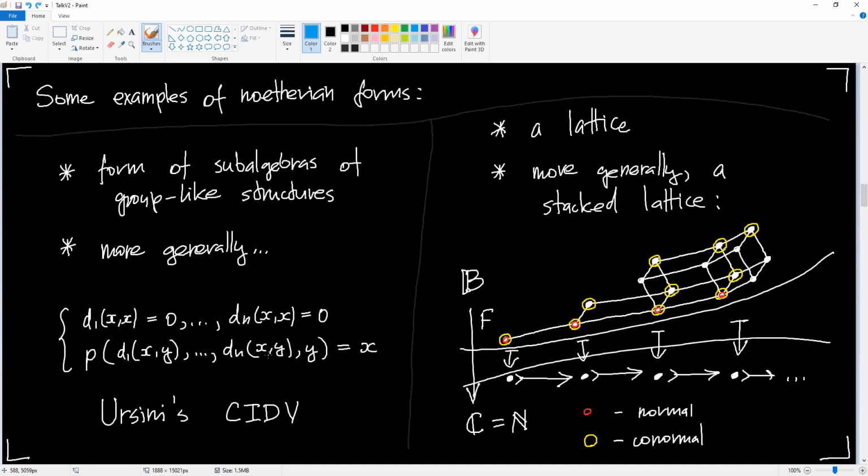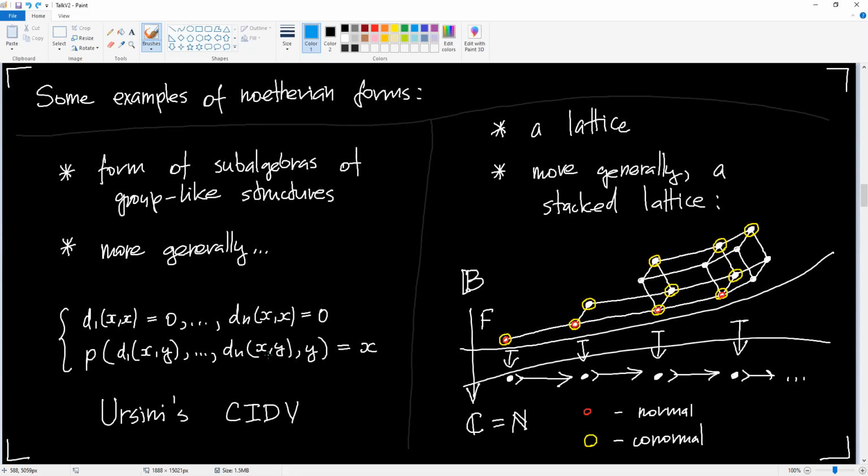So if I have a variety having these terms, then its form of subalgebras will necessarily be a Noetherian form. But the requirement there is that the variety needs to have exactly one constant. So the 0 there must be the unique constant. In other words, the free algebra of the empty set must be singleton. So the algebra of constants must be singleton.